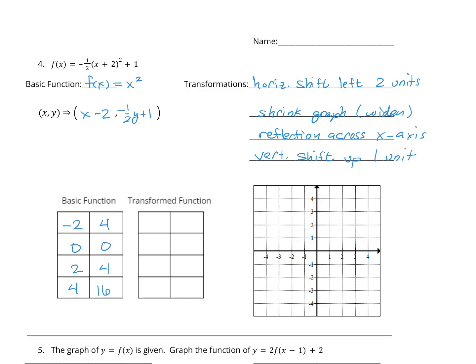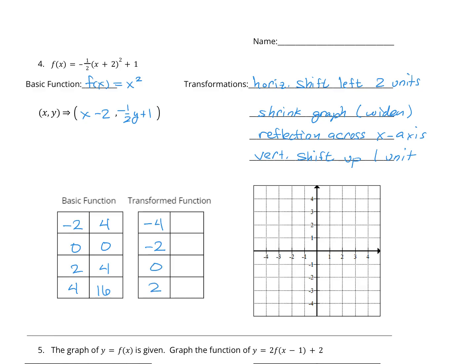All right, so now that we have our basic function's points found from, again, either the graph or using the function f of x equals x squared, we can now find our transformed points. You notice, again, all the x values are being subtracted by 2. So I'm going to take that x column of numbers and subtract 2. So if I take a negative 2 and take away 2 more, I get a negative 4. A 0 take away 2 is negative 2. 2 minus 2 is 0. And 4 minus 2 is 2.